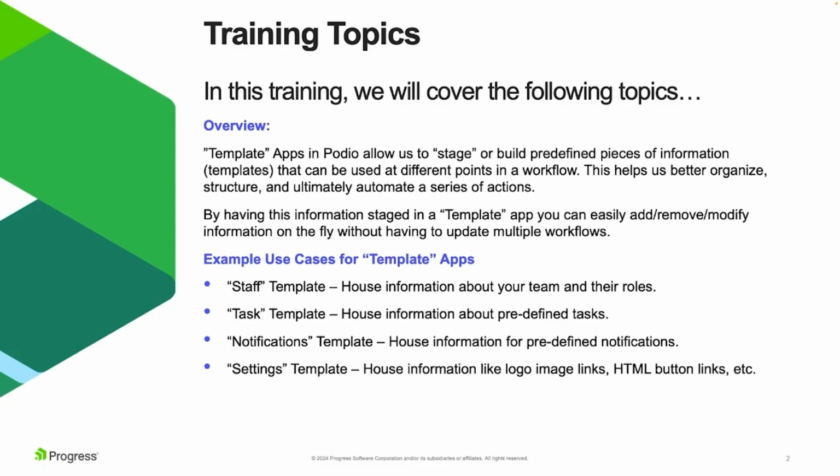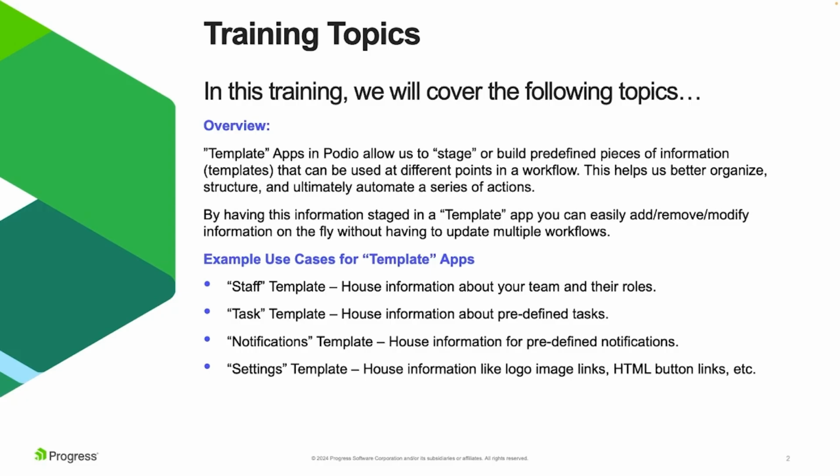Now, what's nice about that, like I said, is that if this email is being used at different points in different workflows and there's a change to that email content, we would have to go into the workflow engine and find each of those email actions in each of the workflows and update that content inside of the workflow. By housing that information inside of a notifications template, all we have to do is make the change in Podio, and now that change will be made moving forward across all of our workflows. So again, it's really helpful for things like notifications.